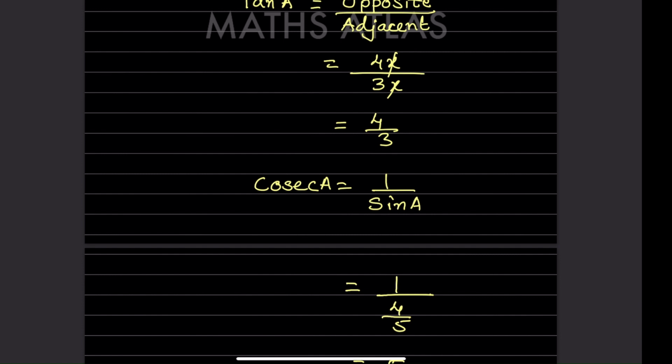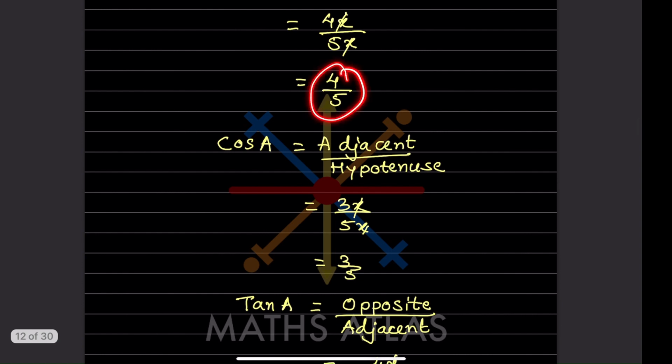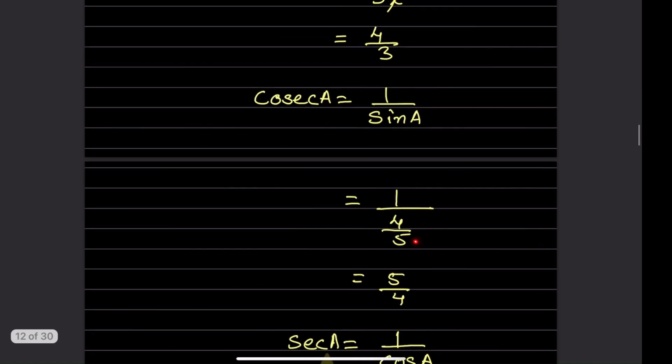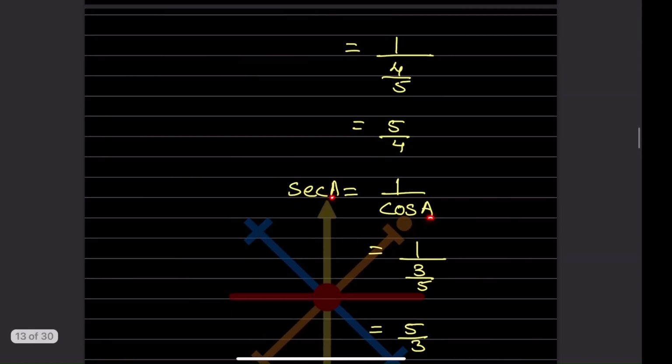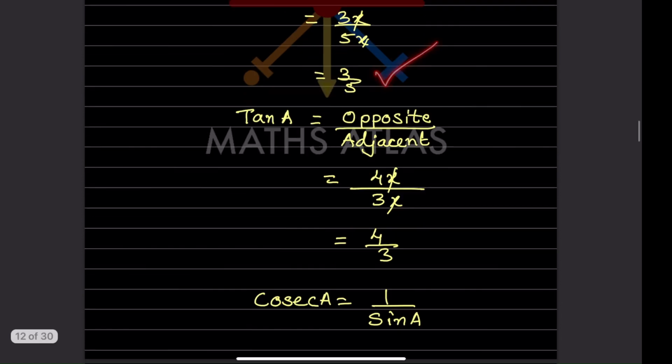Now let us see cosec. The formula for cosec is 1 by sine A. You already got sine A as 4 by 5, so you write 4 by 5 in the denominator and it gets flipped over, so that will be 5 by 4. So cosec A is 5 by 4. Sec A is 1 by cos A. What did you get for cos A? That is 3 by 5.